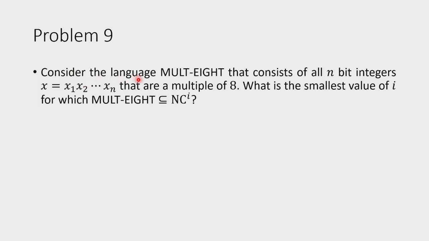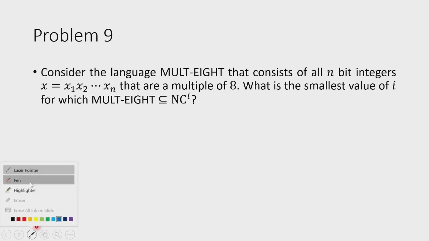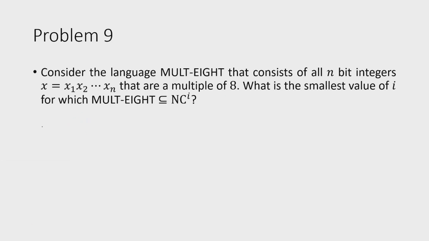So consider the language mult8 that consists of all n-bit integers x equals x1, x2 up to xn that are a multiple of 8. What is the smallest value of i for which mult8 is in NC to the i? So would you like to guess? Okay, I haven't written the answer. So the answer to this is 0, and the reason is the following.